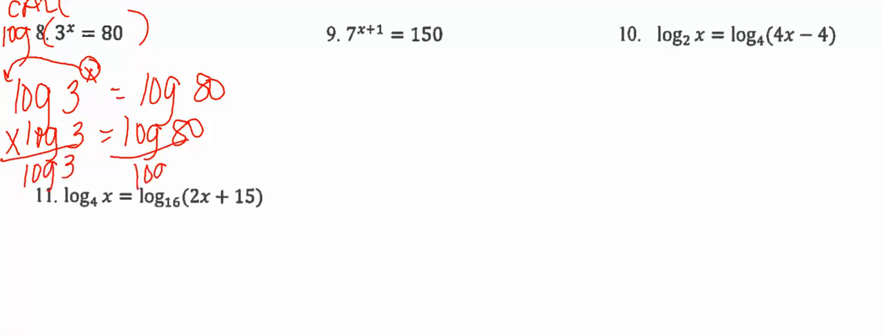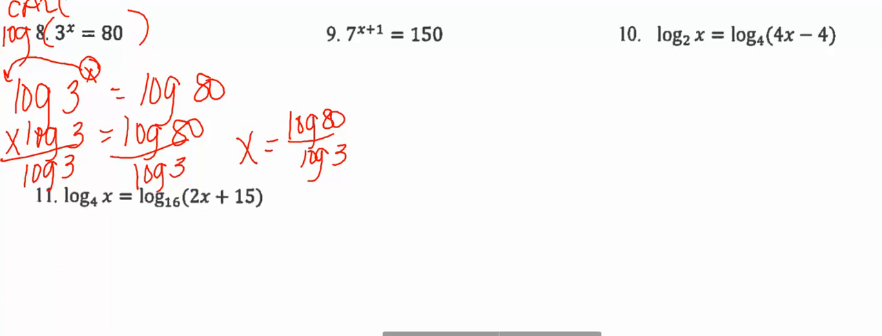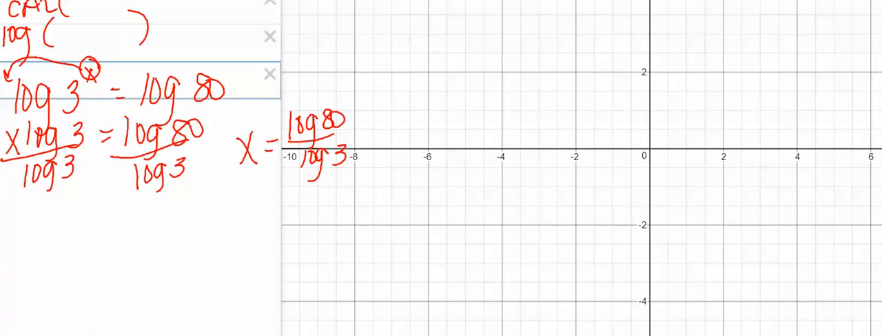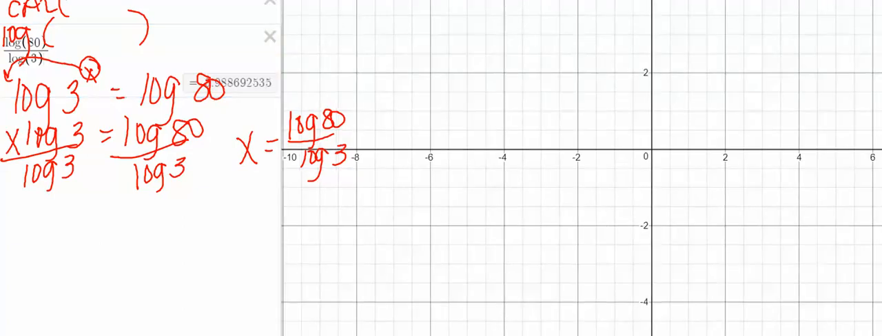So x is going to equal log 80 over log 3. And if I go over to Desmos, which I haven't opened up yet, I'm going to type in log of 80 divided by log of 3, and I get 3.98, so let's just say 3.99.